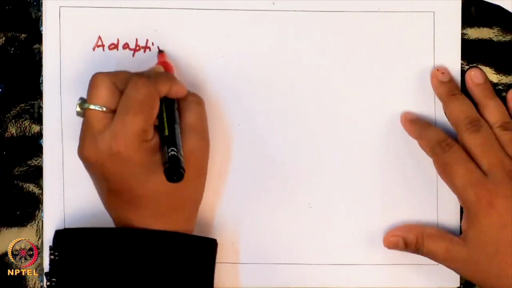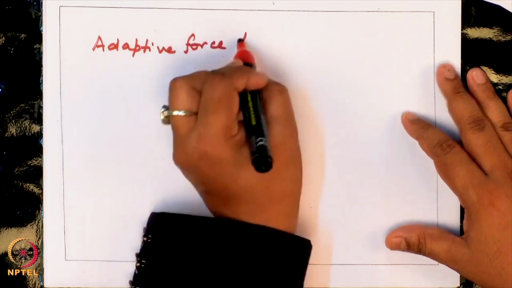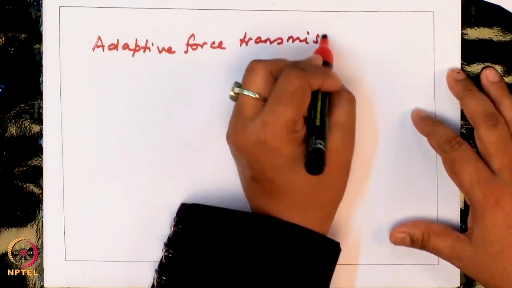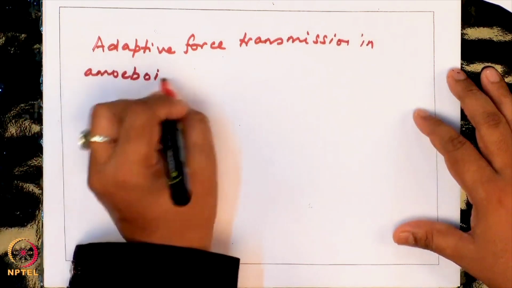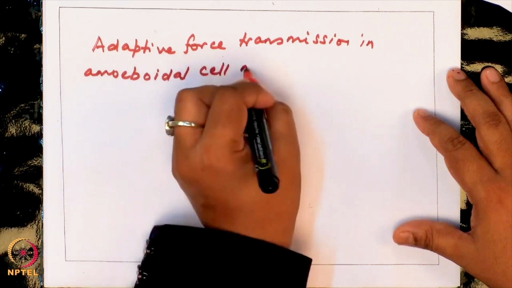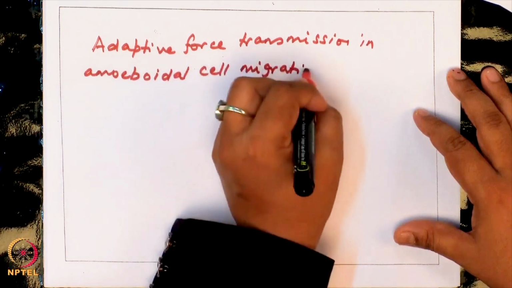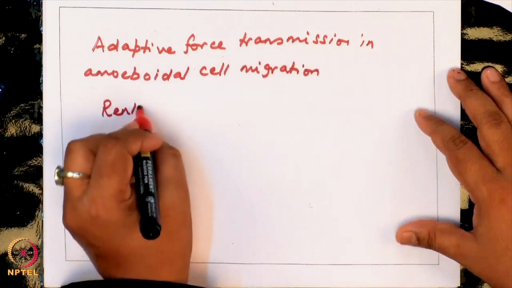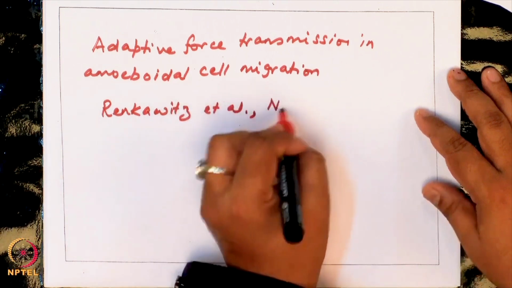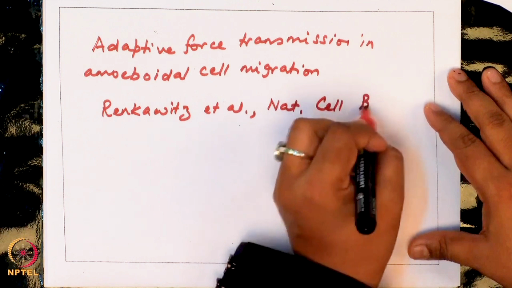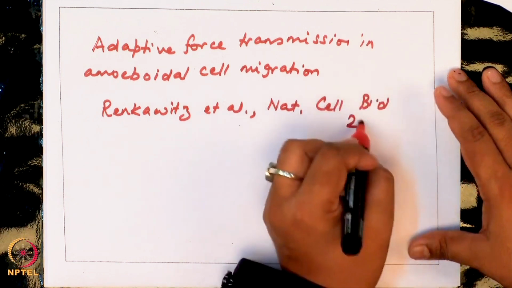So, now we will initiate discussion about one particular paper. The name of the paper is Adaptive Force Transmission in Amoeboidal Cell Migration. It is a Nature Cell Biology paper, 2010 paper.